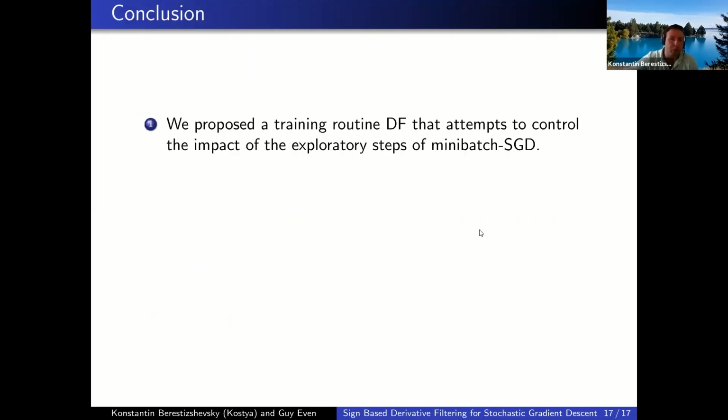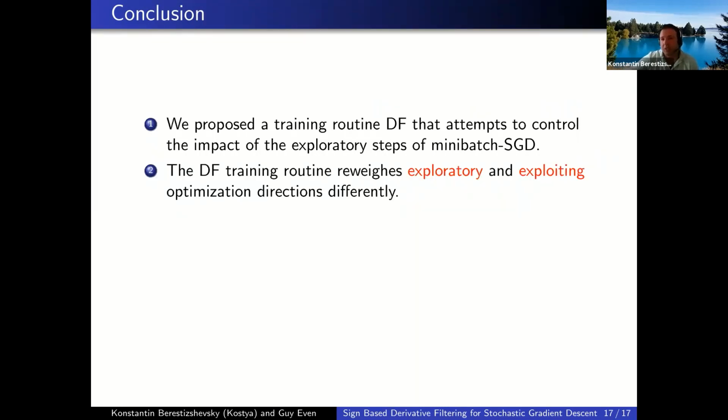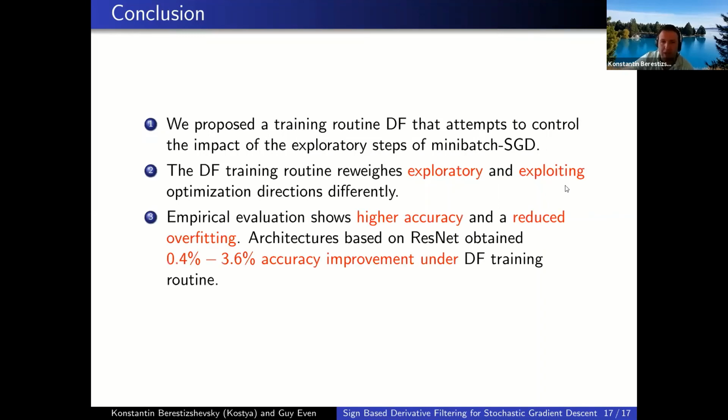To conclude this work, we propose a training routine that builds up on stochastic gradient descent, and it allows you to control the exploratory steps of mini batch SGD. We did it by reweighting the exploratory versus the exploitational optimization steps. And we showed a higher accuracy and reduced overfitting based on ResNet architecture in image classification tasks.